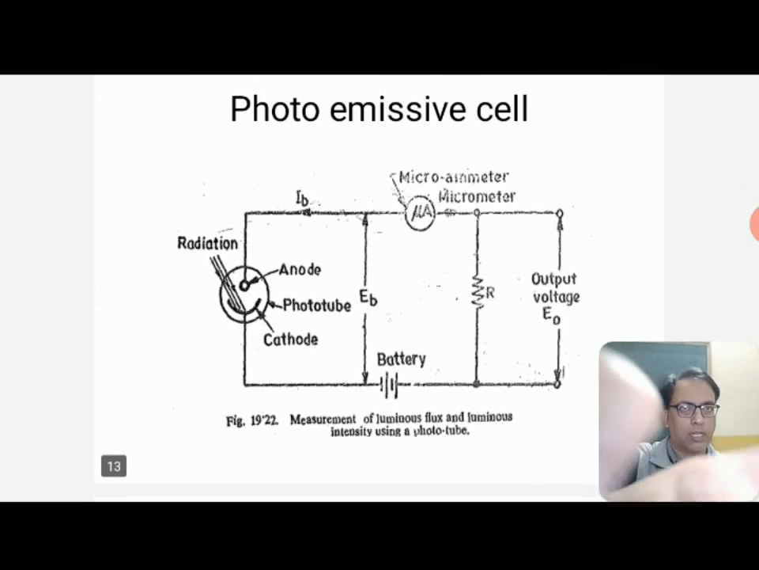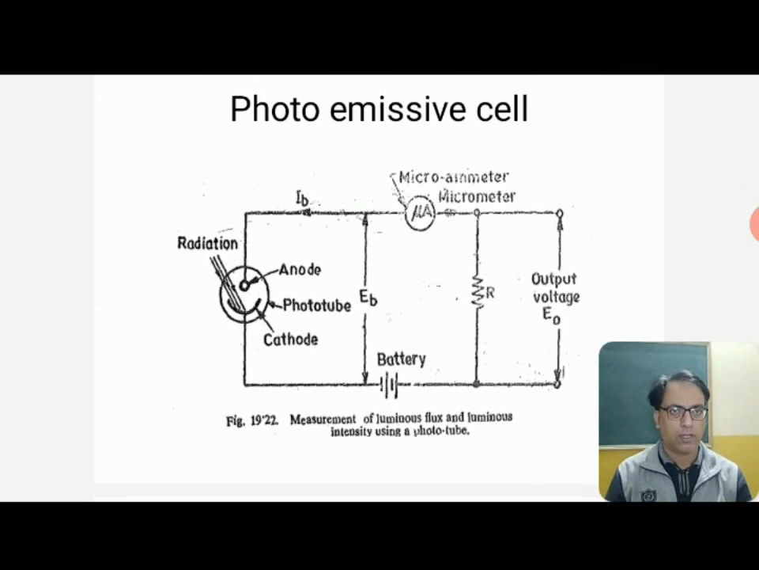Now, this is a basic circuit of measuring luminous flux or luminous intensity. As soon as you are increasing the intensity, the value of the current keeps increasing. Why this variation? Why the increment of intensity and the variation of current due to that?